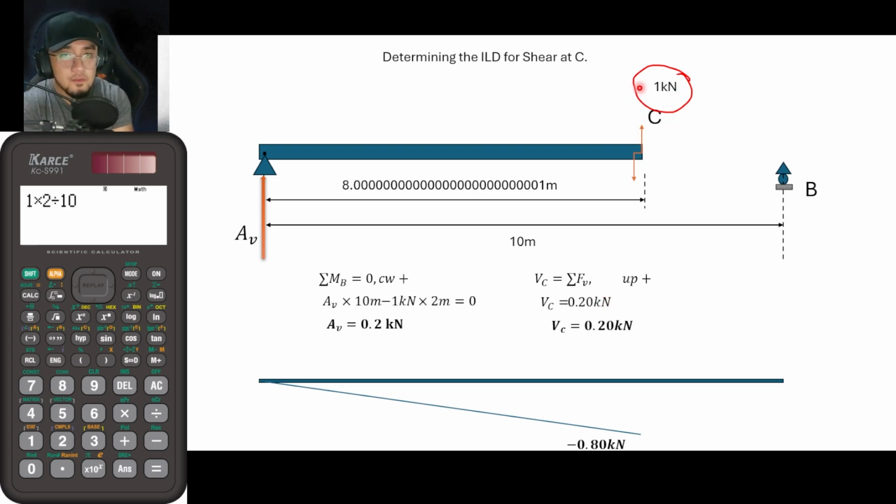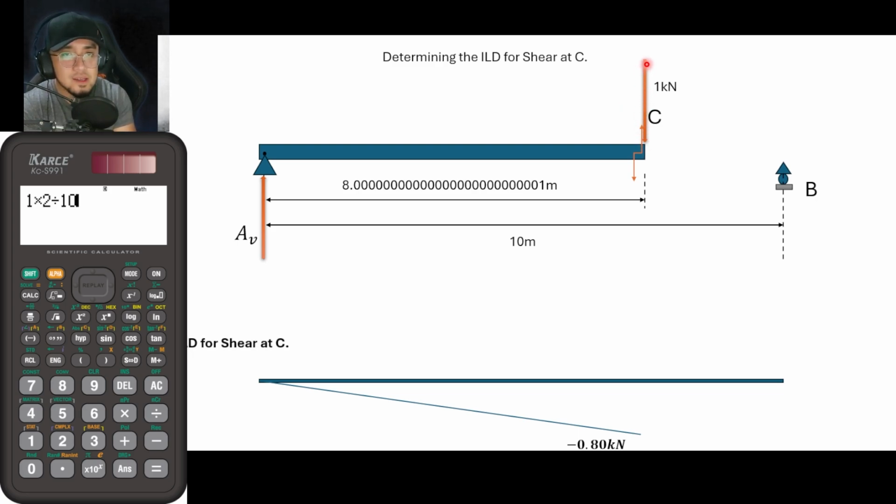So for our ILD, if the 1 kilonewton load is located at this part, still at 8 but a little bit to the right, the value of the shear at C is equal to, once again, 0.2 kilonewtons. So we would be plotting it here, this is now 0.2 kilonewtons, and we would be tracing from this point to 0.2 kilonewtons. And if you can remember a while ago, if you were moving our load in this direction, in our analysis a while ago, the value for VC is equal to 0.